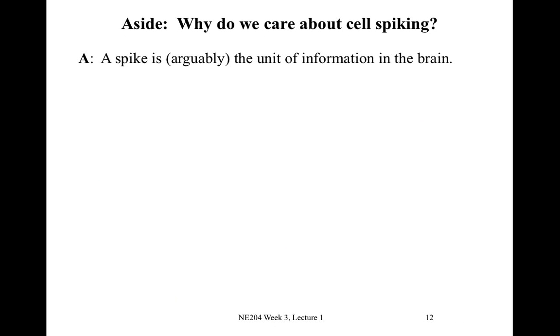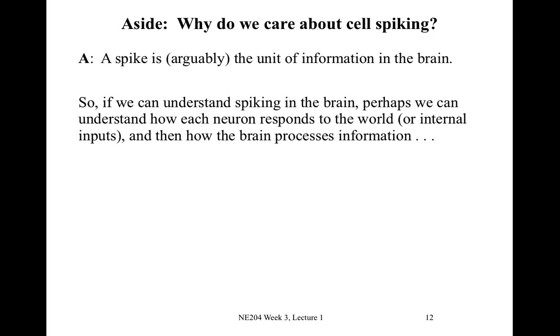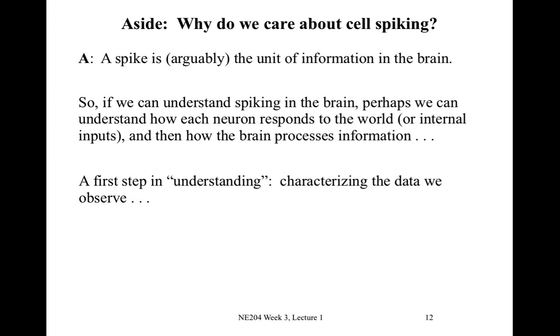So again, why do we care about cell spiking? Well, a spike is arguably the unit of information in the brain. We saw an example of a neuron that spikes in response to the concept of Halle-Berry being present, whether it's a picture of her, a drawing of her, or her name. If we can understand something about spiking in the brain, perhaps we can understand how each neuron responds to the world, and then how the brain processes information. It's this idea of going from the things we observe, the spike train activity, to understanding how the brain processes information.